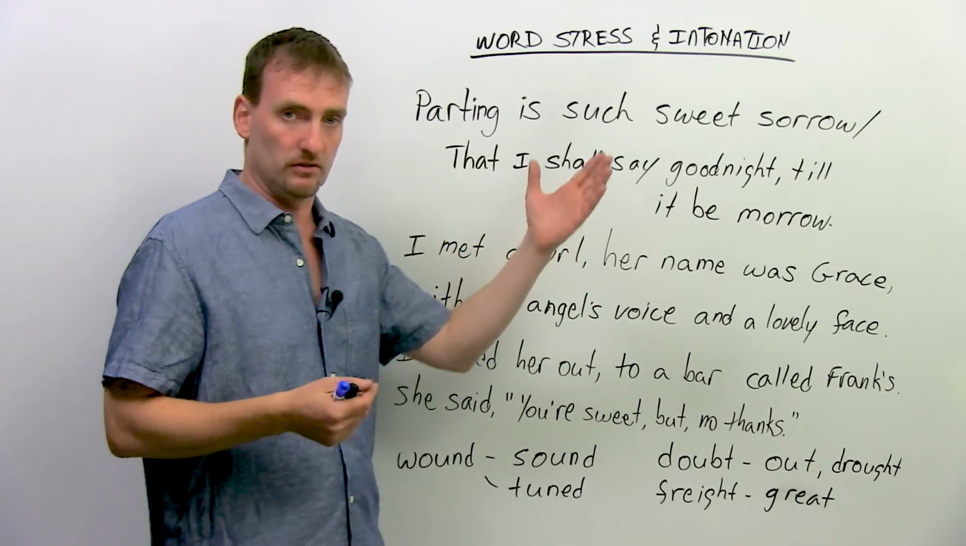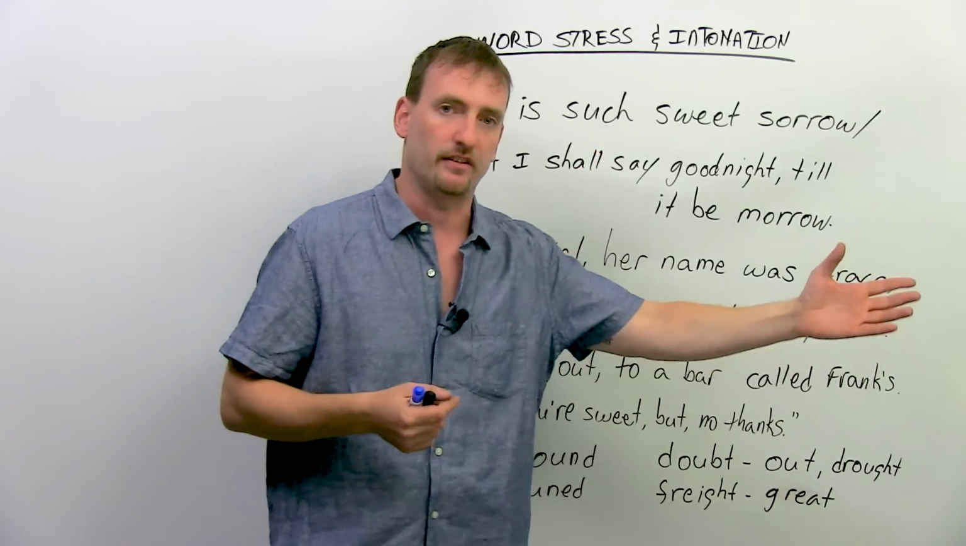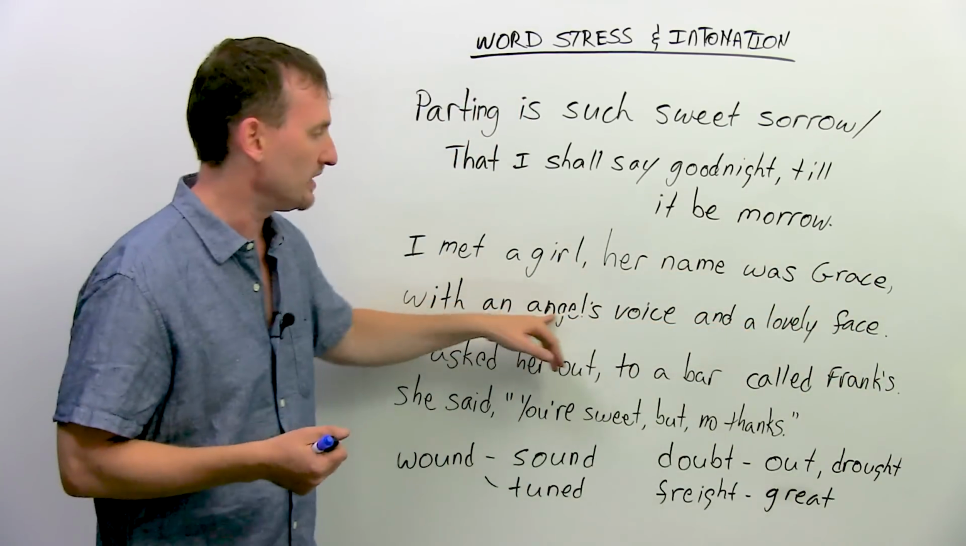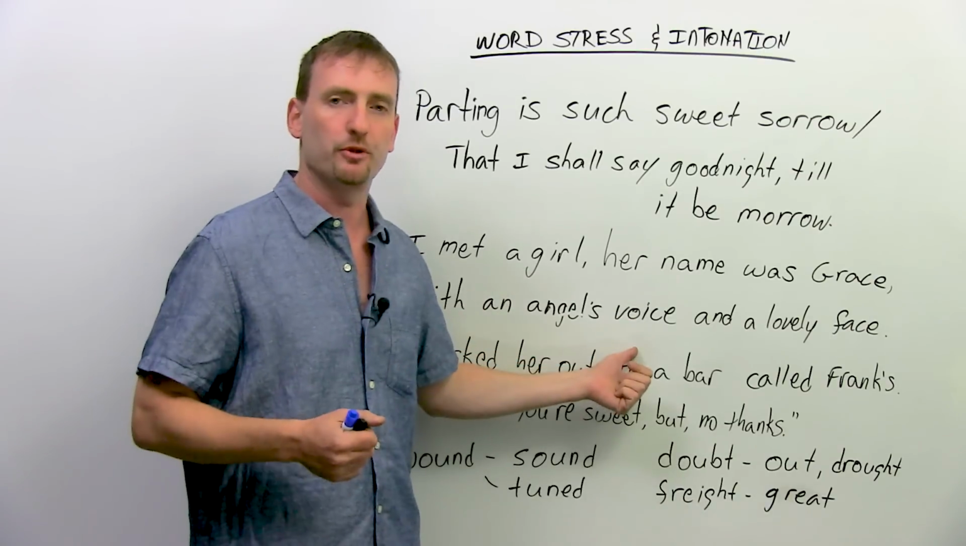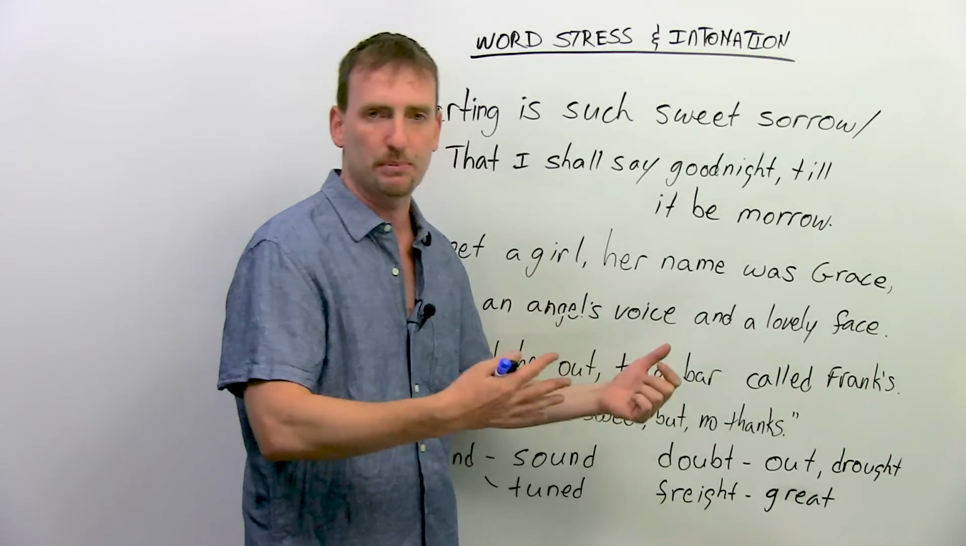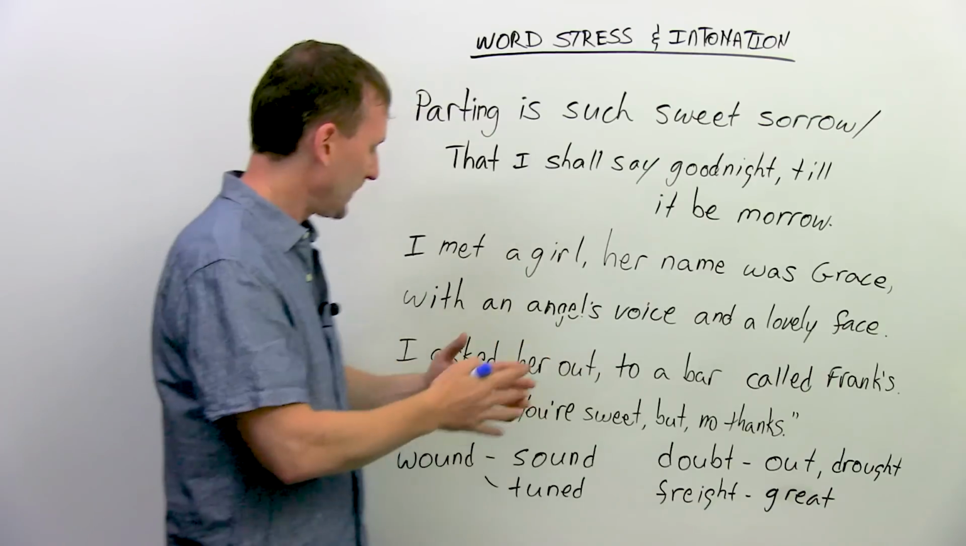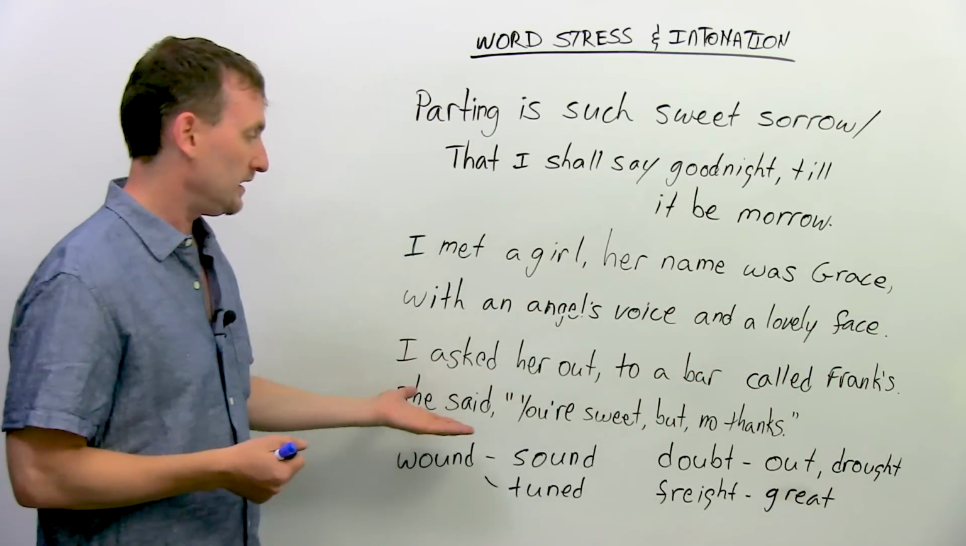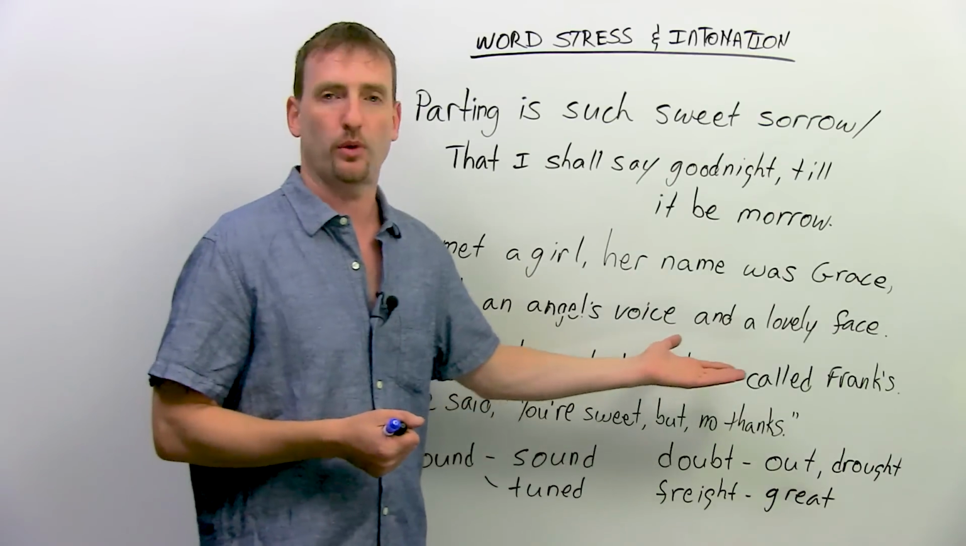I met a girl, her name was Grace, with an angel's voice and a lovely face. Because I have more syllables, I have to squeeze them in. I don't have room for a comma. So I have to speed up a little bit and everything works together, right? I asked her out to a bar called Frank's. She said, you're sweet, but no thanks.